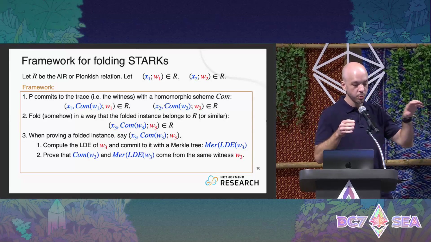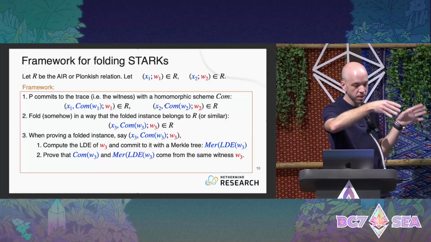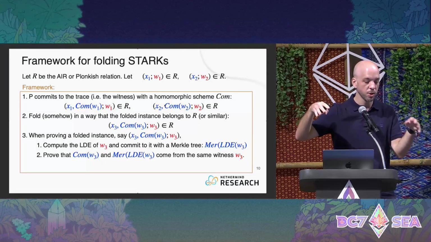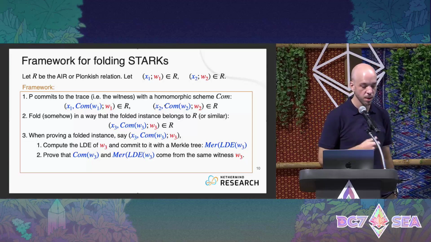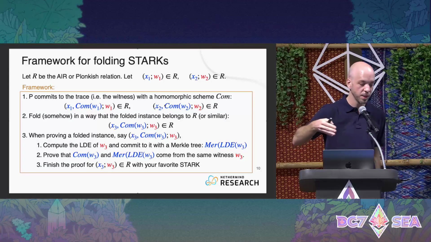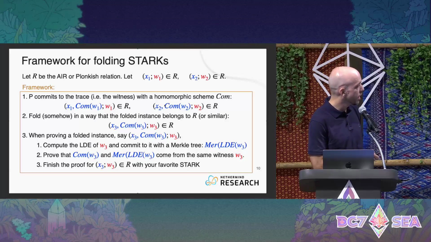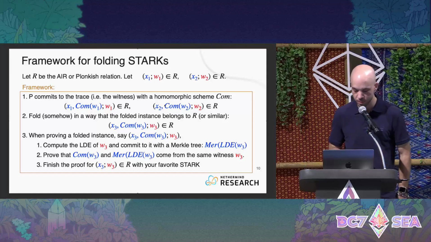Then the prover proves that the commitment from the folding scheme to the folded witness is consistent with the Merkle tree commitment of the low-degree extension of the folded witness. And then once this is proved, the prover can just finish the proof that the folded instance witness pair is in the relation with his favorite Stark. Okay, so we have to keep in mind that we'll have to do this step when we want to prove a folded instance witness pair. So this will inform how we choose the commitment scheme, to not make this part too expensive.